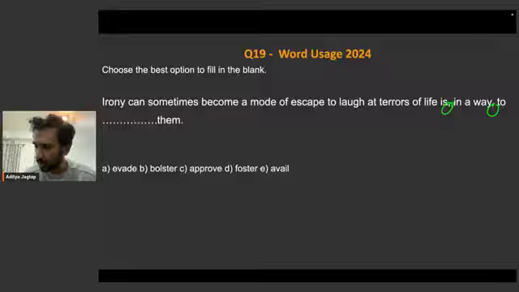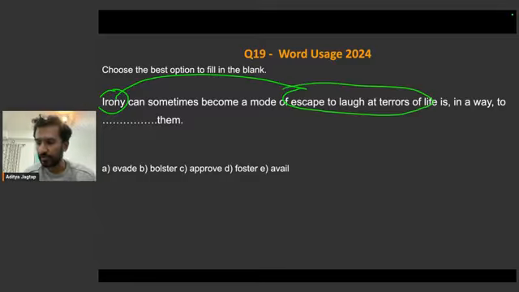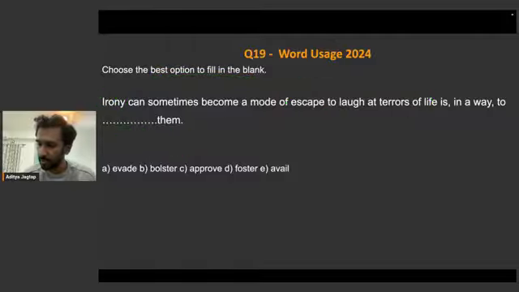For example, someone is describing or defining irony as escape to laugh at terrors of life, right? So this is to dash them. So this is not to meet them head on, right? Meet ka opposite hoga. This would be to escape them or avoid them. So avail would be meet, which is invalid. Foster would again be to sort of espouse, invalid. Approve, incorrect. Bolster, incorrect. The right answer would be evade, right?